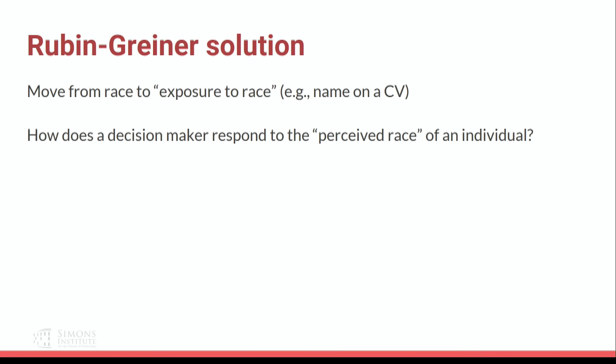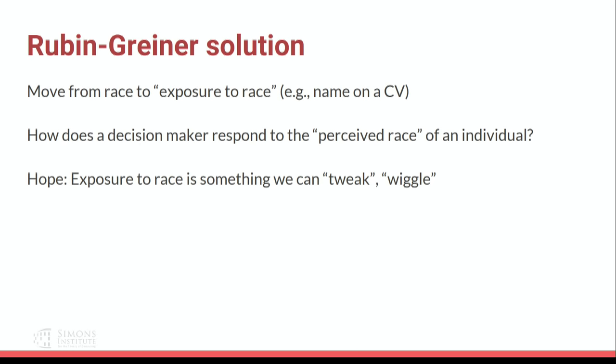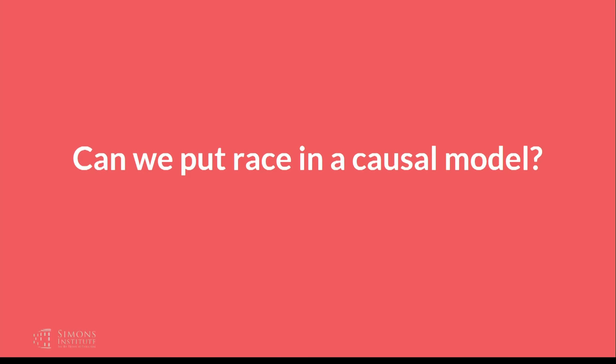And then the hope is that exposure to race is something we can tweak and wiggle without this embarrassing interpretation. Okay, that we can randomize names on CVs, we can randomize something. But I find Issa Kohler-Hausmann's critique from her paper quite compelling, and she's going to talk more about this and why this is not a solution and why this is more of a trick that doesn't address the sociological difficulties here. Okay, so can we put race in a causal model? Is that possible? Is that something we can do?